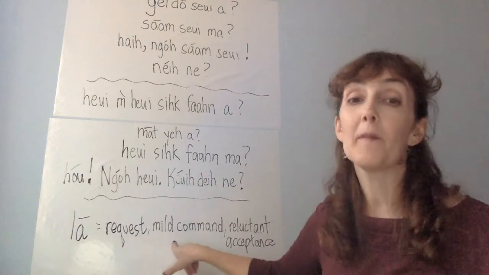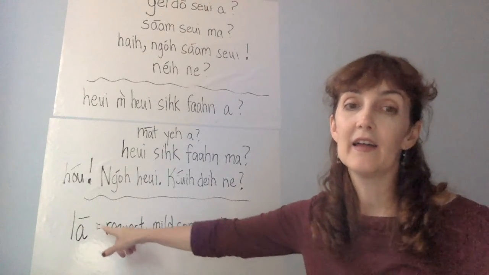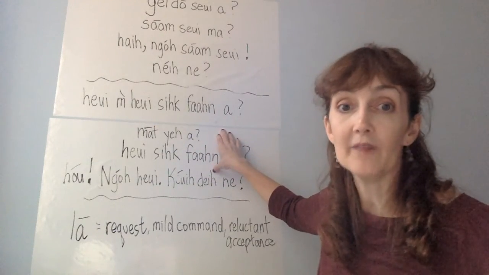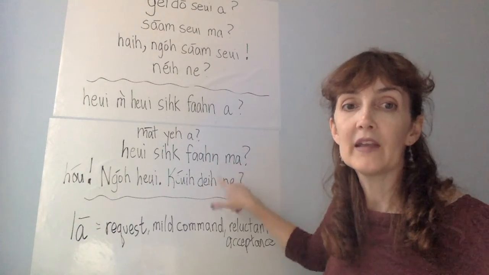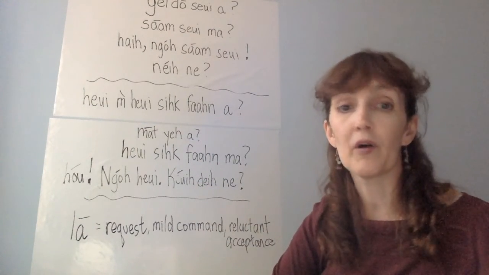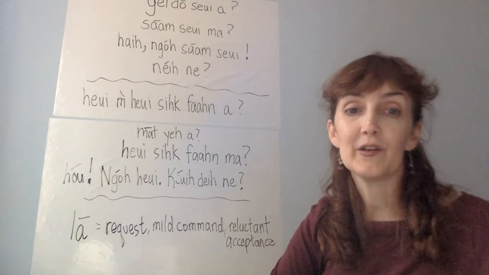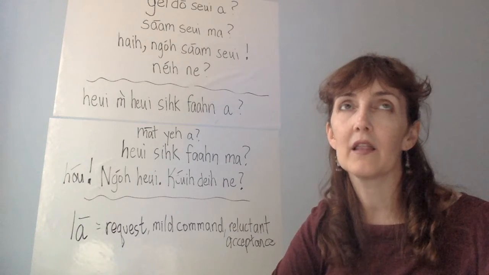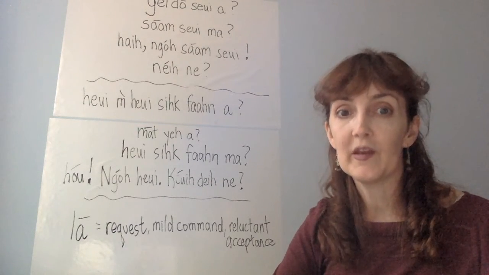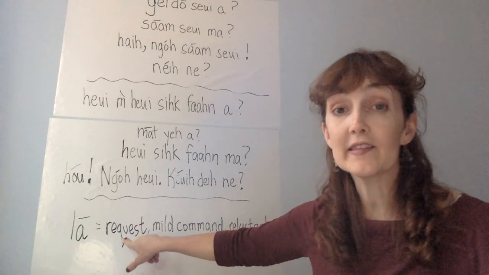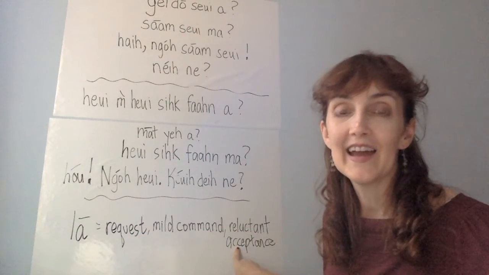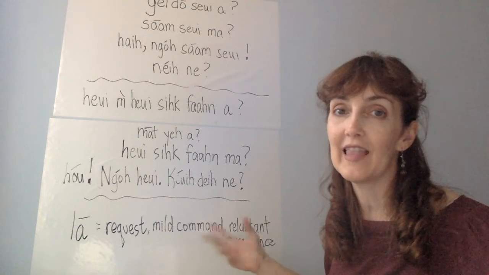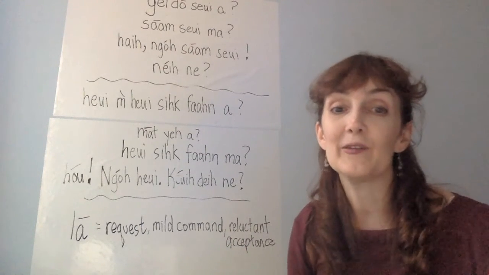A request or a mild command also uses the la, like ho la. For example, in this one, 乜嘢啊？去食飯嘛? And he's like, 好啦，我唔去，我唔去，去啦. You could say that to try to convince them to go. And then they might say, 好啦. So it's the same la being used, but again, the first one was like a request, 去啦, and then 好啦 is reluctant acceptance, also using the la. So it is true, the la is used quite a lot.